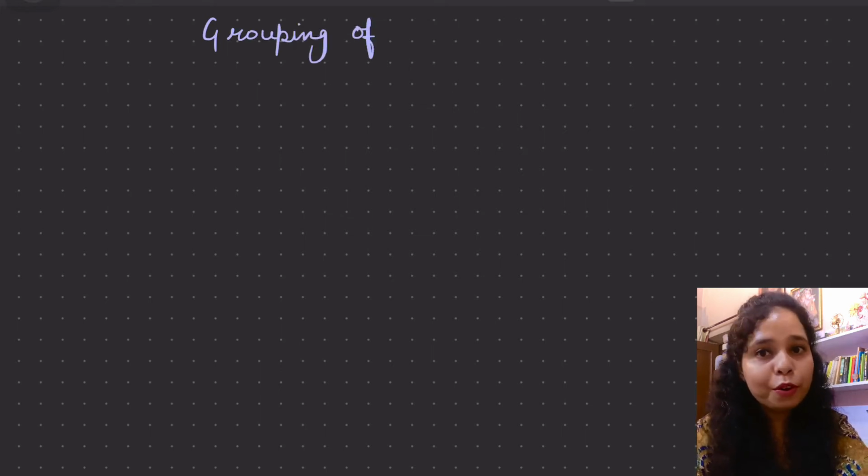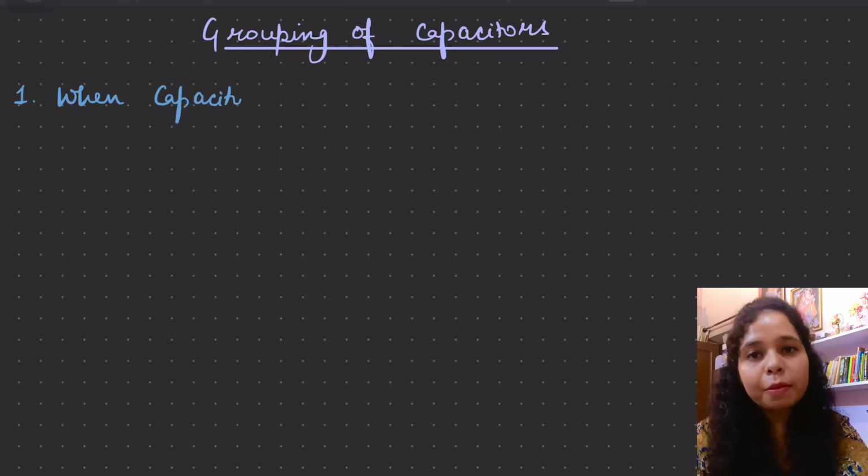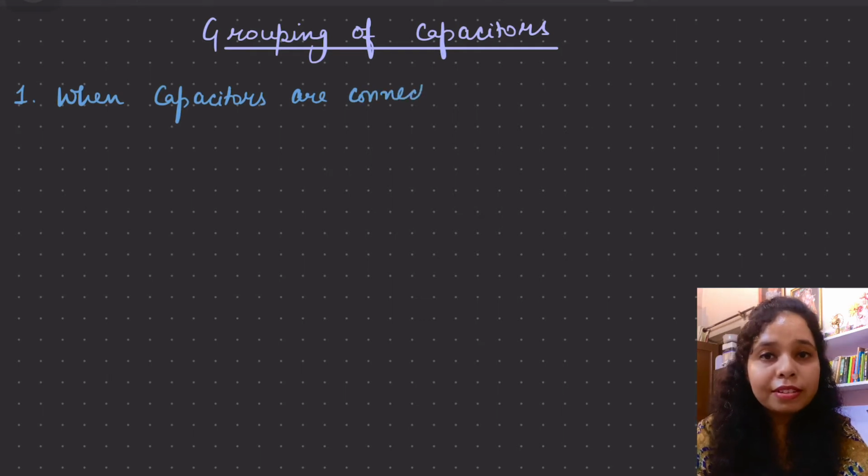Now we need to step forward and talk about the grouping of the capacitors. This grouping could be done in two ways, that is, we can connect the capacitors. In the first way, we can connect the capacitors in series, and the other way is connecting the capacitors in parallel. But first of all, we will talk about when capacitors are connected in series.